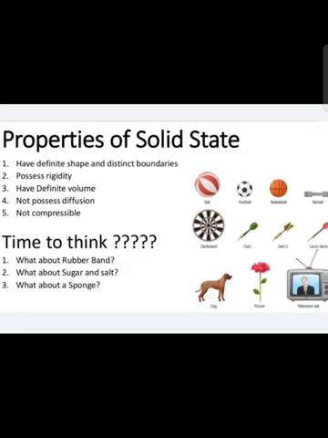If we talk about the properties of the solid state, as we have discussed the definitions also, solids have definite shape and distinct boundaries, meaning they have a fixed shape. They possess rigidity. They do have a definite volume. They do not possess diffusion, or even if diffusion is there, then the rate of diffusion is extremely slow, and they are not compressible.